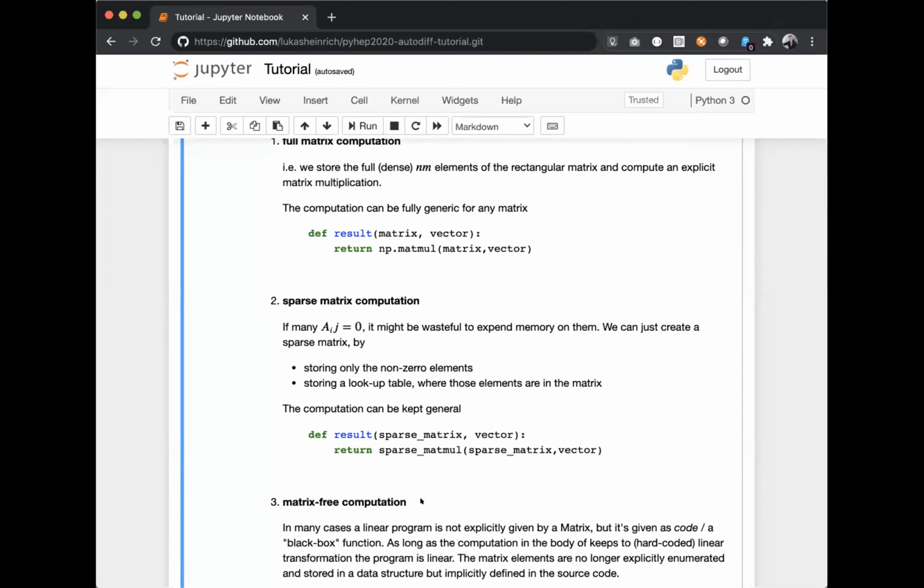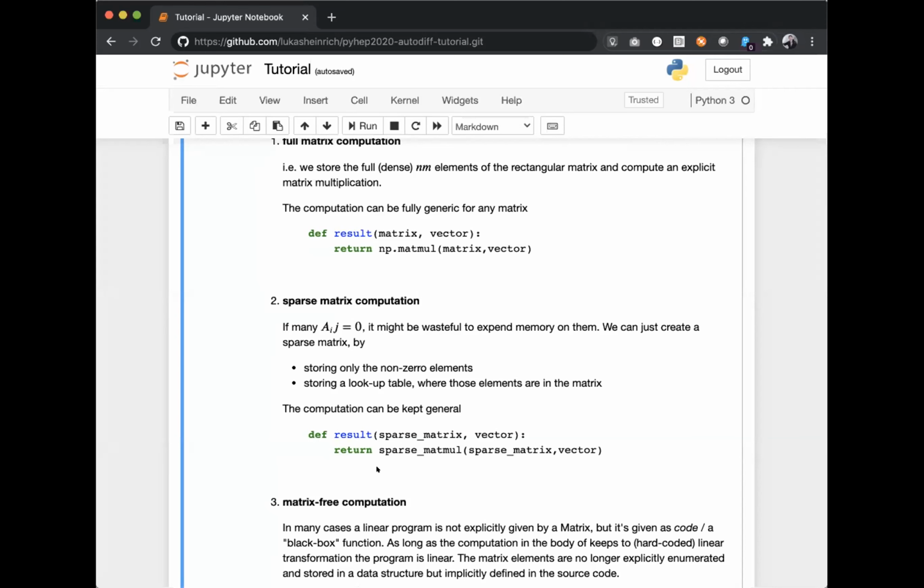And this is still super generic, so you can just put in any sparse matrix, and then you get the result. And so in this case, the program is actually like a data structure. So in both cases, the matrix is like a data structure that is stored somewhere separate from the algorithm to evaluate it. And then the third way is to have matrix-free computations.